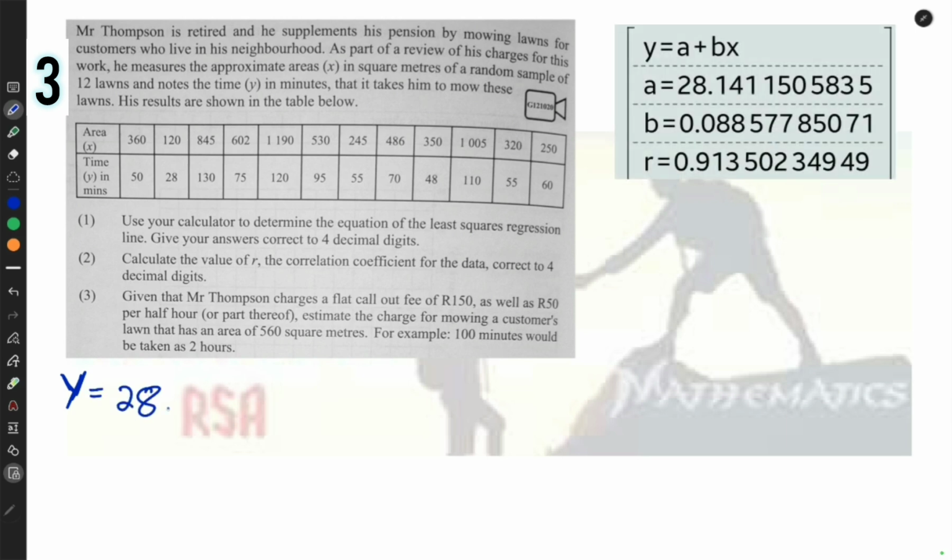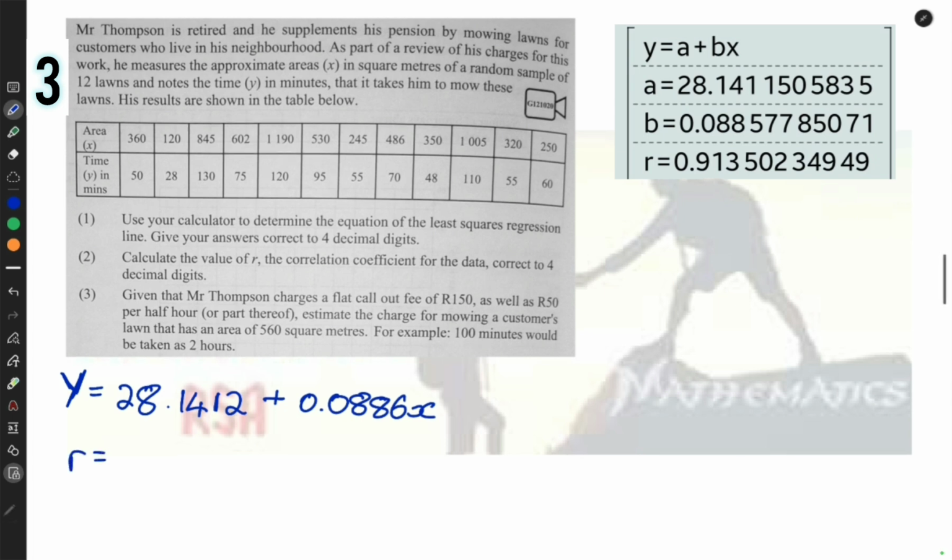So in this case, Y equals 28.1412 plus 0.0886x. That is to 4 decimal places. Perfect. For that, I will get 3 marks. Calculate the value of R, the correlation coefficient of the data, correct to 4 decimal places. So I can see on my calculator that R was just equal to 0.9135. And that's it. For that, I will get 1 or 2 marks.